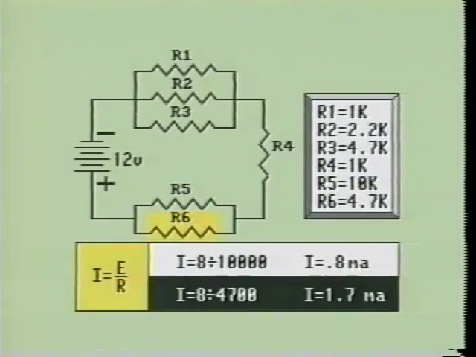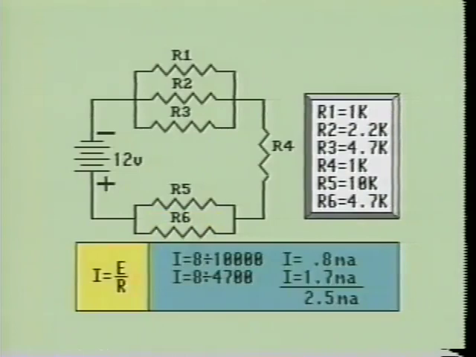Likewise, when we divide the voltage drop across R6 by the resistance of R6, we see that R6 is passing 1.7 milliamps through it. When we add the two currents together, we see we again have 2.5 milliamps flowing through this combination.